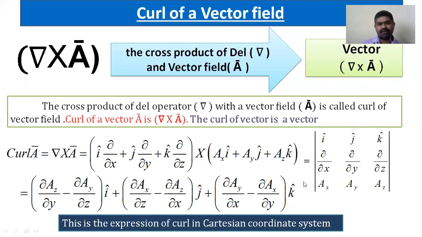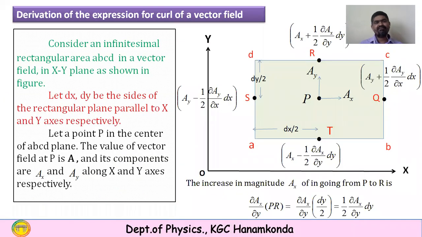This is the total expression in the Cartesian coordinate system to calculate the curl of a vector field. Let us see whether we get this expression when we derive the expression for the curl of a vector field. For the derivation, I am taking a small rectangular area, as shown in the figure. A, B, C, D is a rectangular plane which is in the xy plane, a two-dimensional plane.